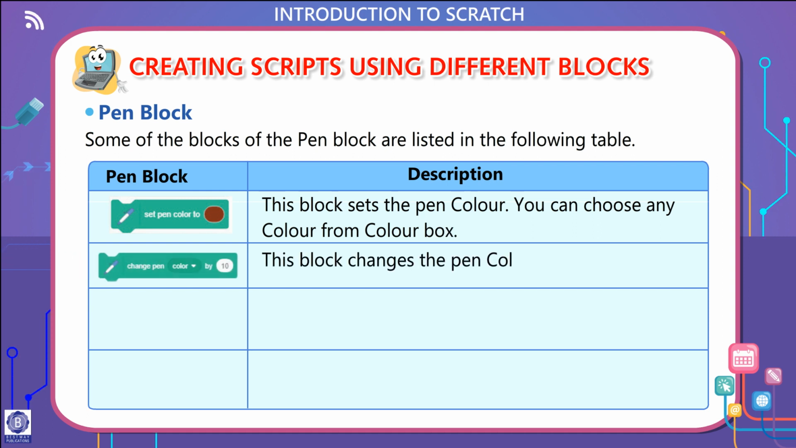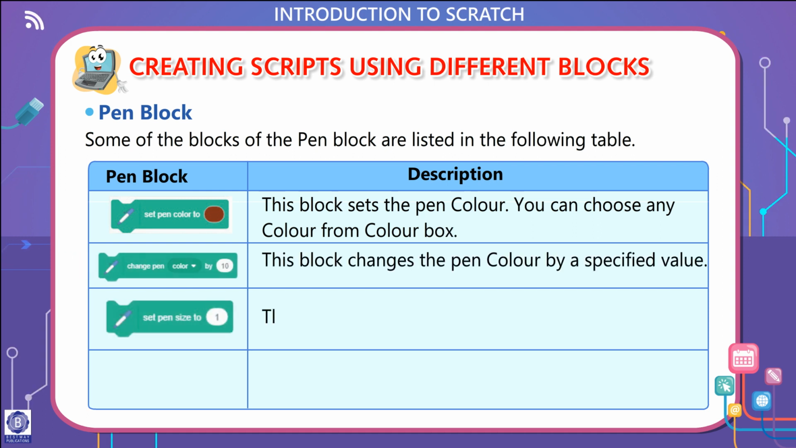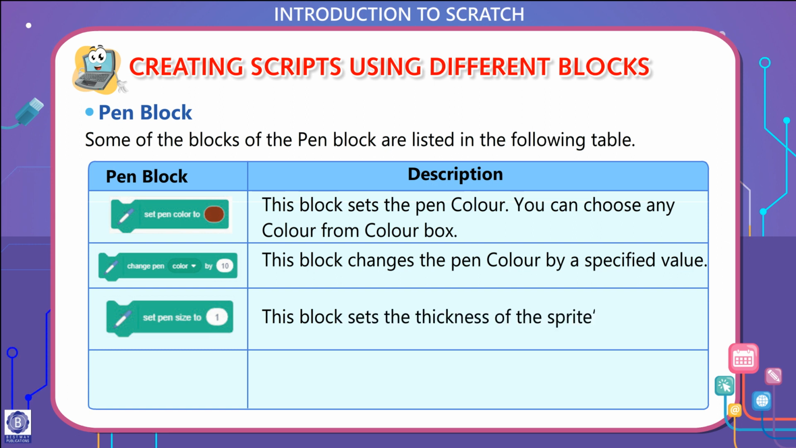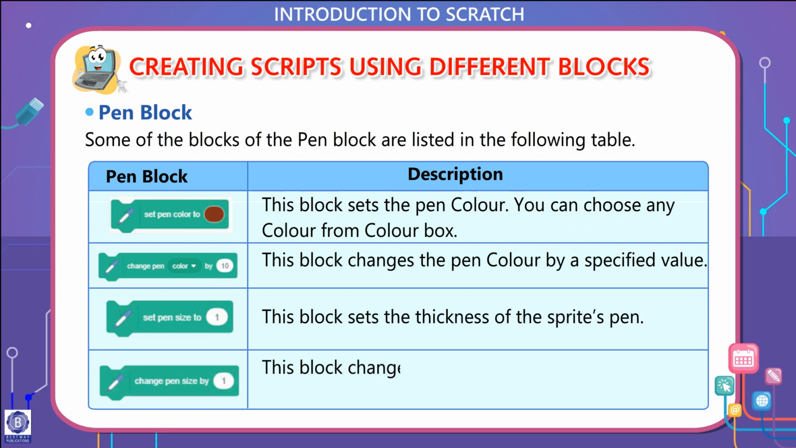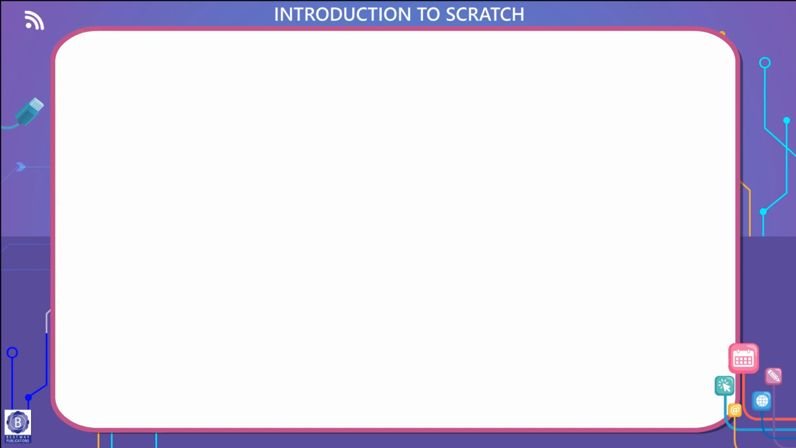This block changes the pen color by a specified value. This block sets the thickness of the sprite's pen. This block changes the thickness of the sprite's pen by a specified value.